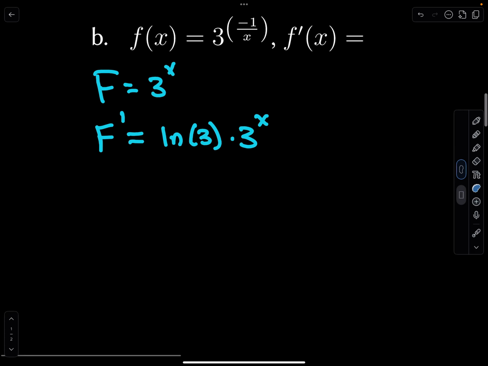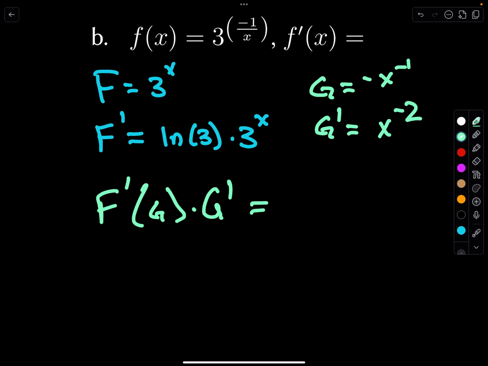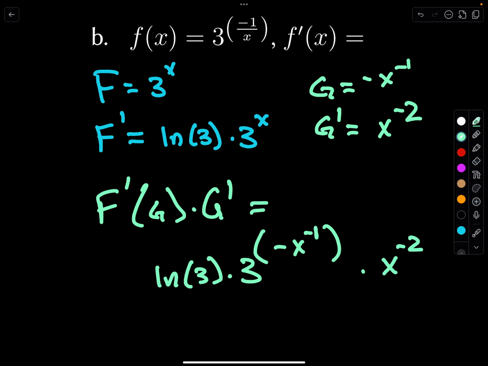Okay, so getting back to this. g is going to be negative x to the negative first. g prime is x to the negative second. And so f prime evaluated at g times g prime is going to equal natural log of 3 times 3. And remember, we're going to plug g in there instead of x. So 3 to the negative x to the negative first. And then multiply this times x to the negative 2.